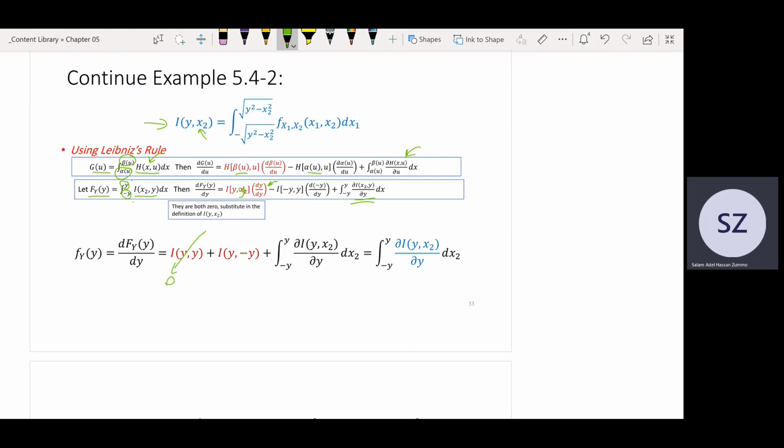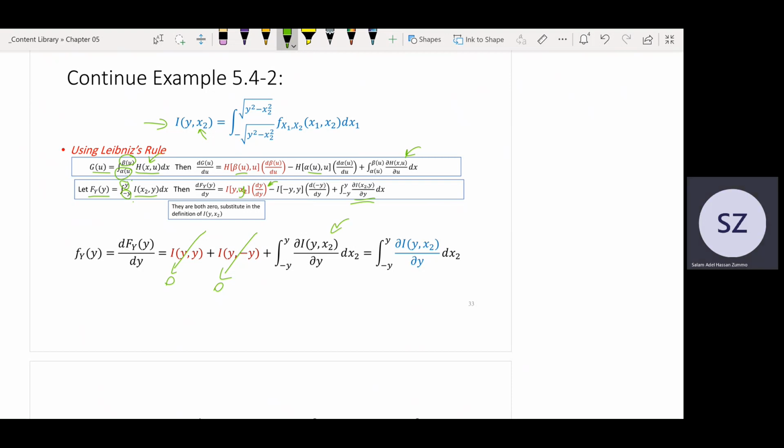Y minus y, y minus y. Again, if I put y on the minus y, x2 squared is minus y squared. So again, y squared minus y squared, again 0. So I have another function which is 0. So the only remaining function that I have to evaluate is the integral from minus y to y of the derivative of this.